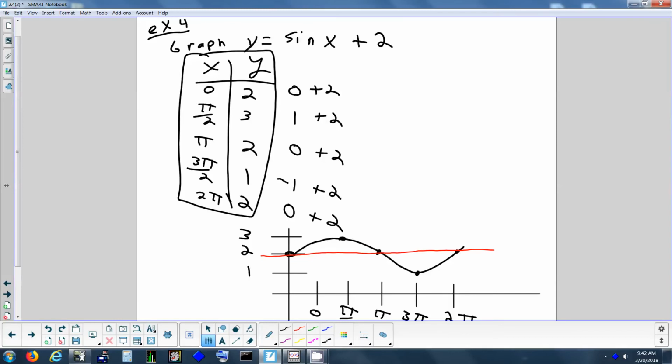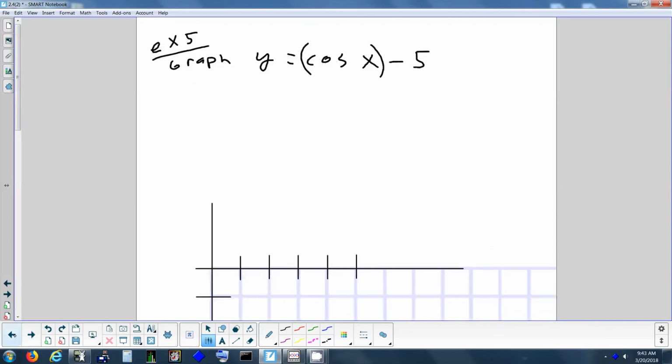Another way, amplitude is the absolute value of the number in front. The number in front is 1, absolute value is 1. Questions on that? All right. So why don't you guys take a minute and see if you can do that problem. So cosine x in parentheses minus 5. I will tell you that if you get rid of the parentheses, it changes nothing about the problem. It would still be the same problem.